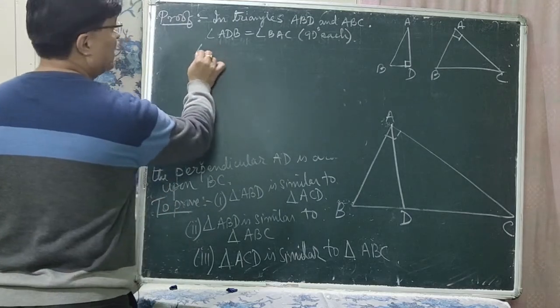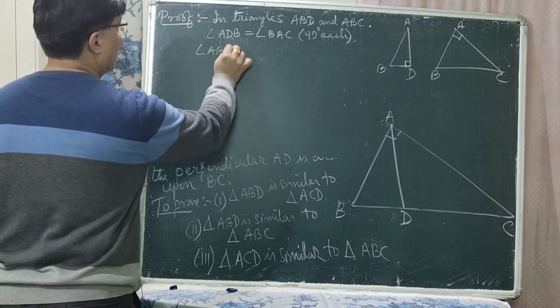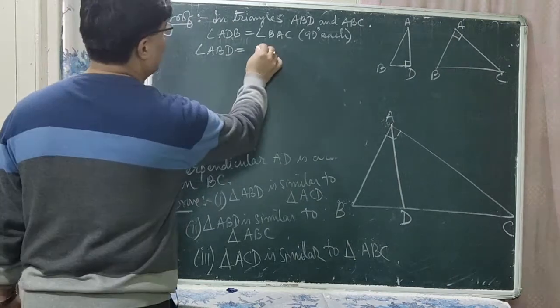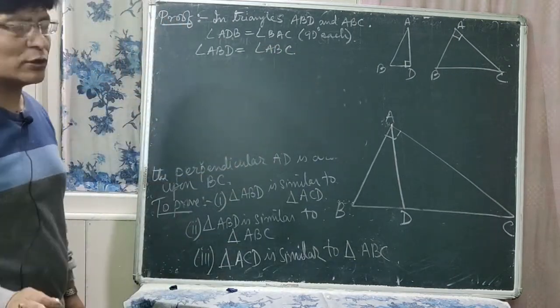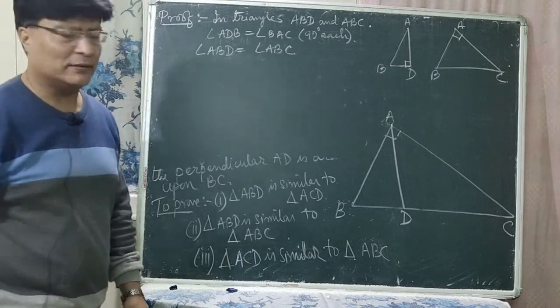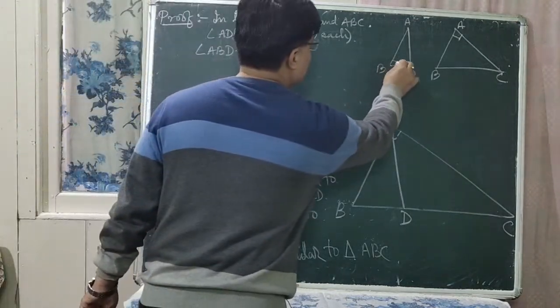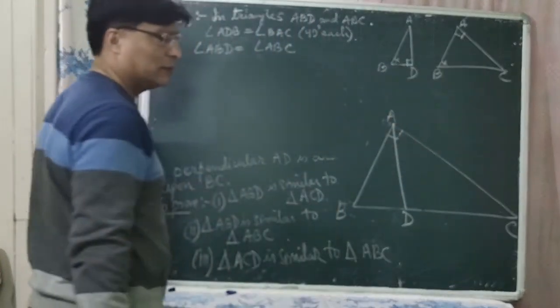So angle ABD is equal to angle ABC. Is that clear to all of you? Because these are the same angle. So these 2 angles are equal.